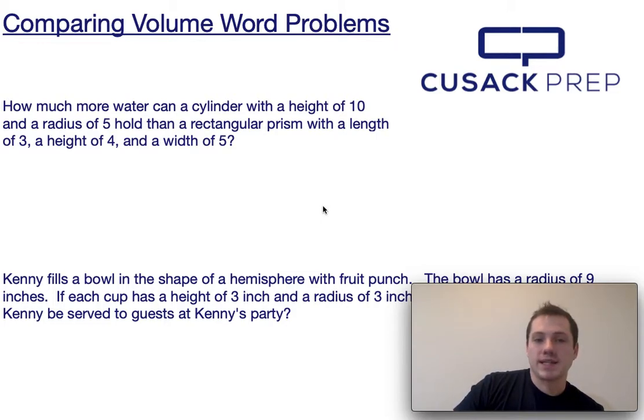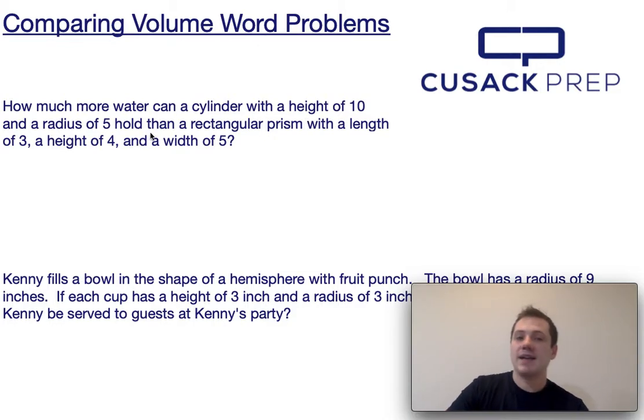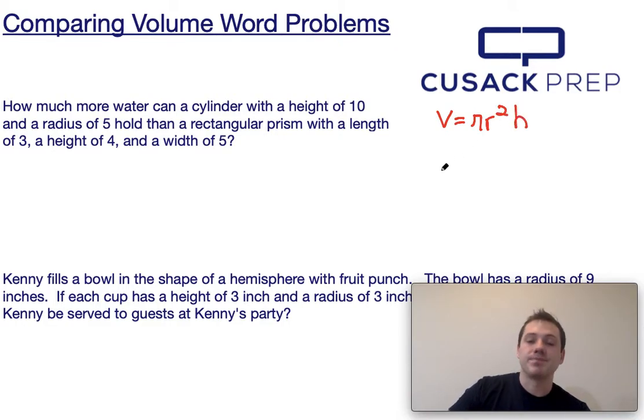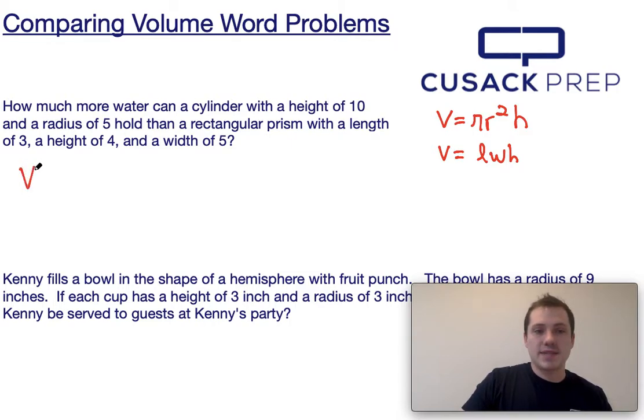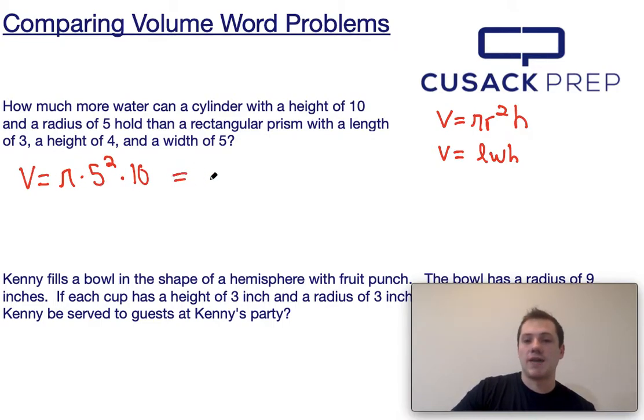How much more water can a cylinder with a height of 10 and a radius of 5 hold than a rectangular prism with a length of 3, a height of 4, and a width of 5? I'm going to write down the equations. Remember, you can find these at the beginning of any math section. Volume is equal to pi r squared h for the cylinder, and volume is equal to length times width times height for the rectangular prism. For the cylinder, volume equals pi times r squared times h. 5 squared is 25, times 10 is 250. So the volume of our cylinder is 250 pi.